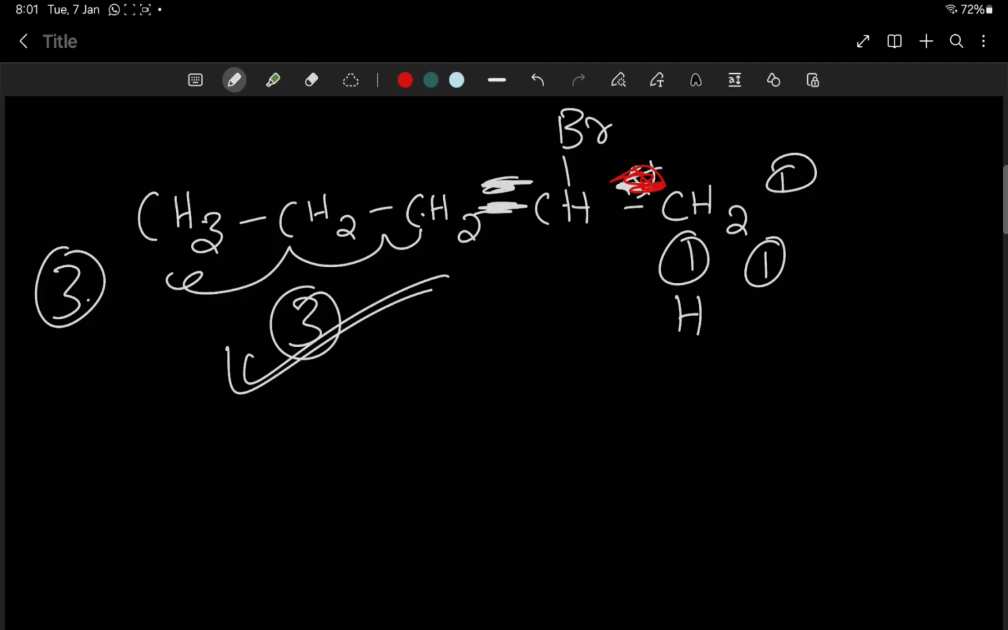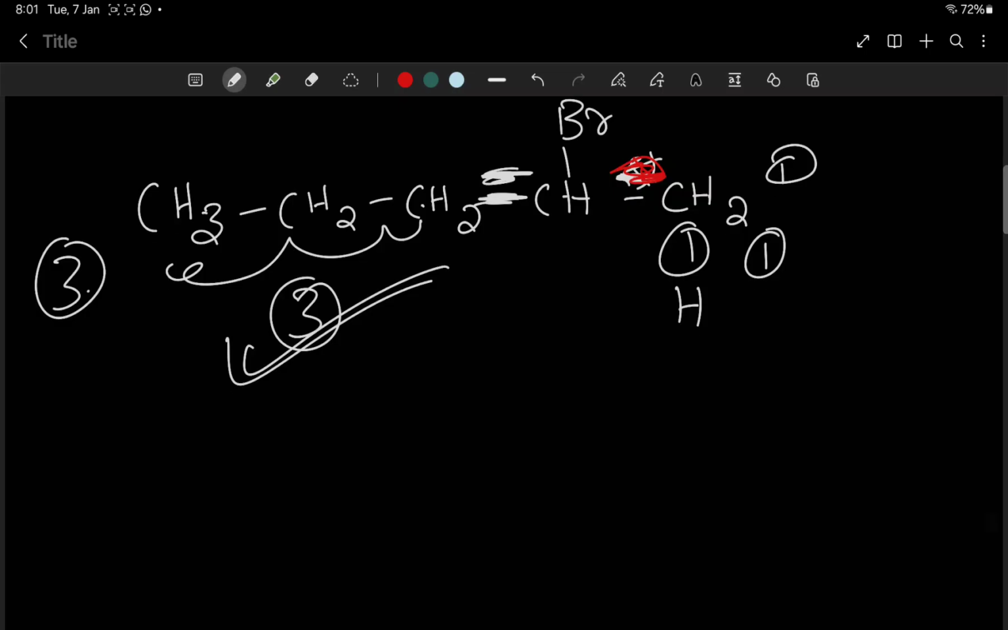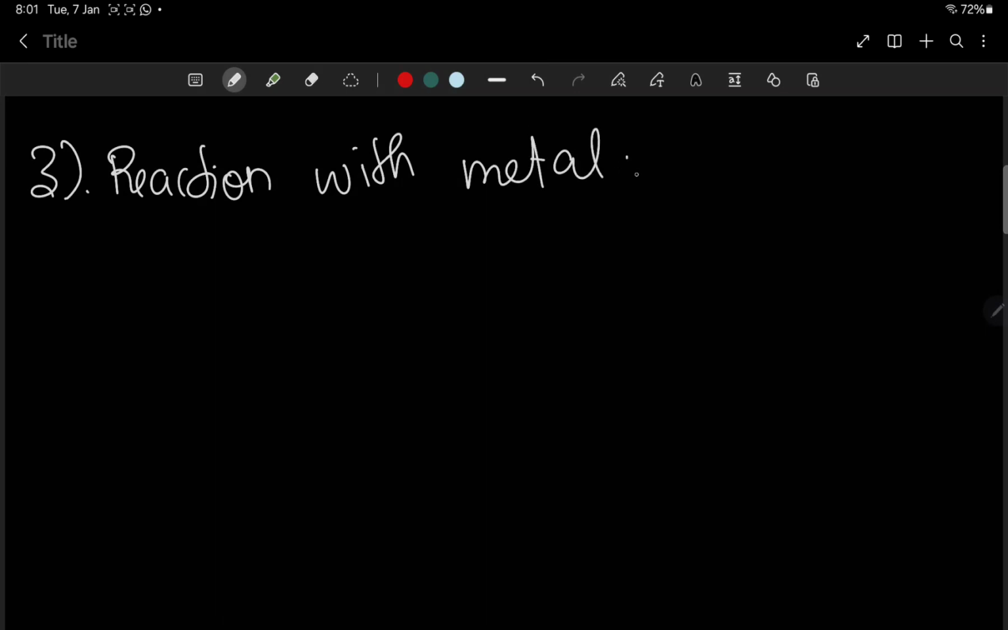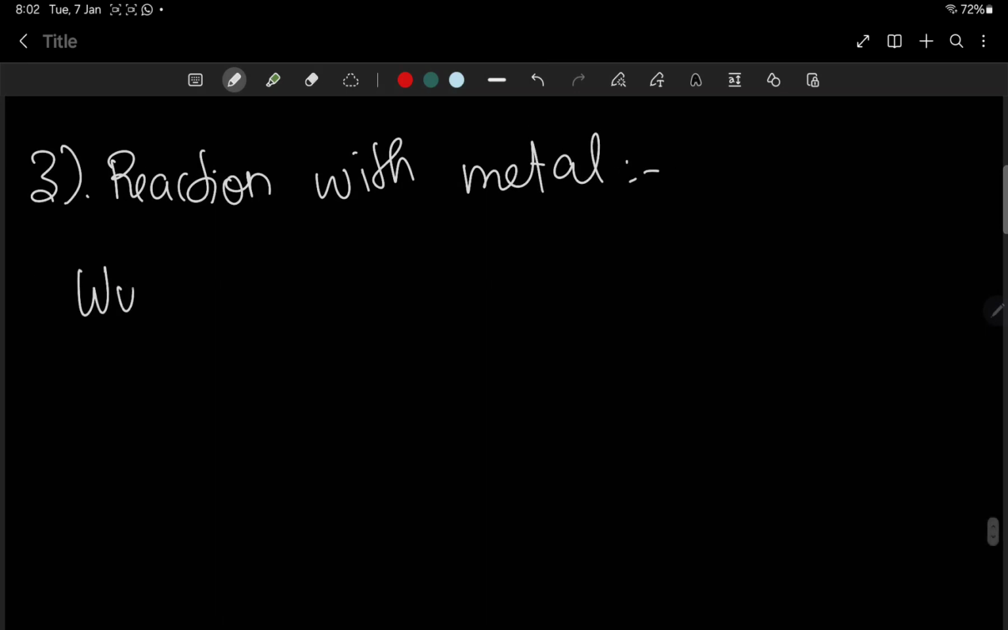No time to waste. So we were telling about Zaitsev rule, elimination reaction. In NCERT only Zaitsev rule is given, so let us only go with Zaitsev rule. Now after this elimination reaction, the next type of reaction is reaction with metal. Here we have our special reaction, that is Wood's reaction.